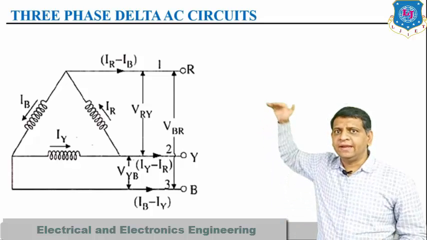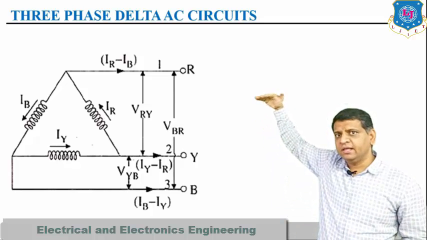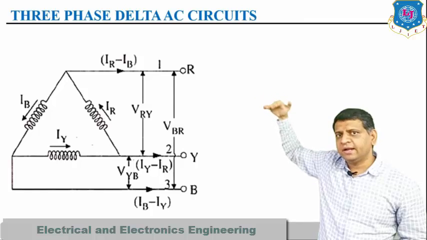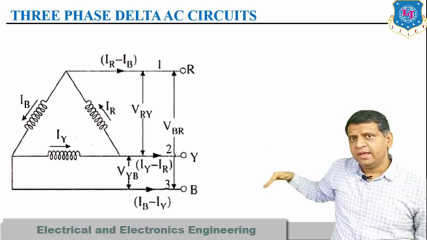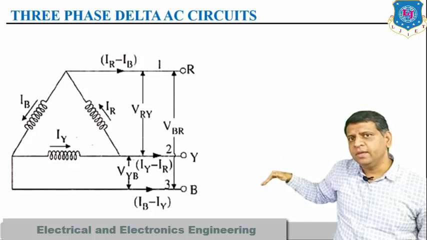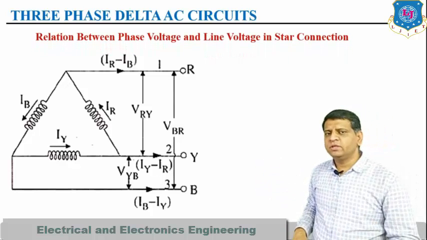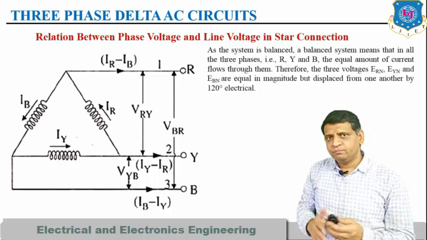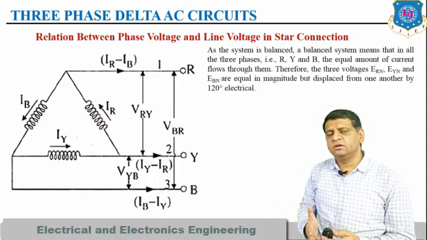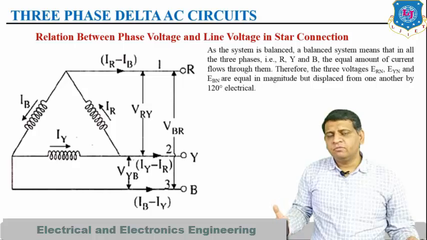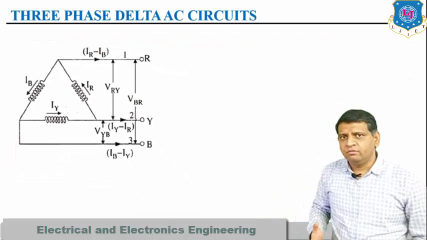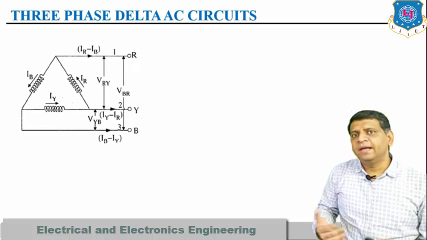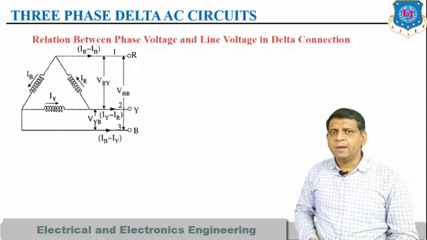So, the line current IL1 is nothing but the difference of IR and IB, IL2 is the difference of IY and IR, and IL3 is the difference of IB and IY. From this, we first try to understand the phases R, Y and B, which are 120 degrees apart from each other. First, I am looking at a balanced delta connection.